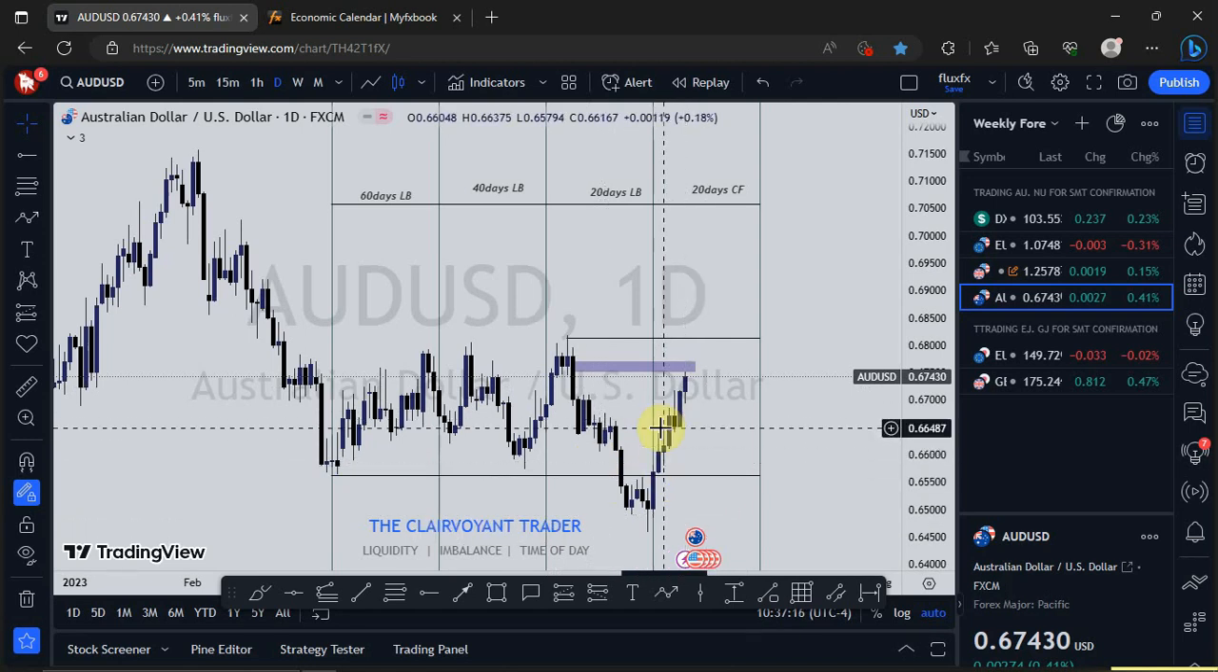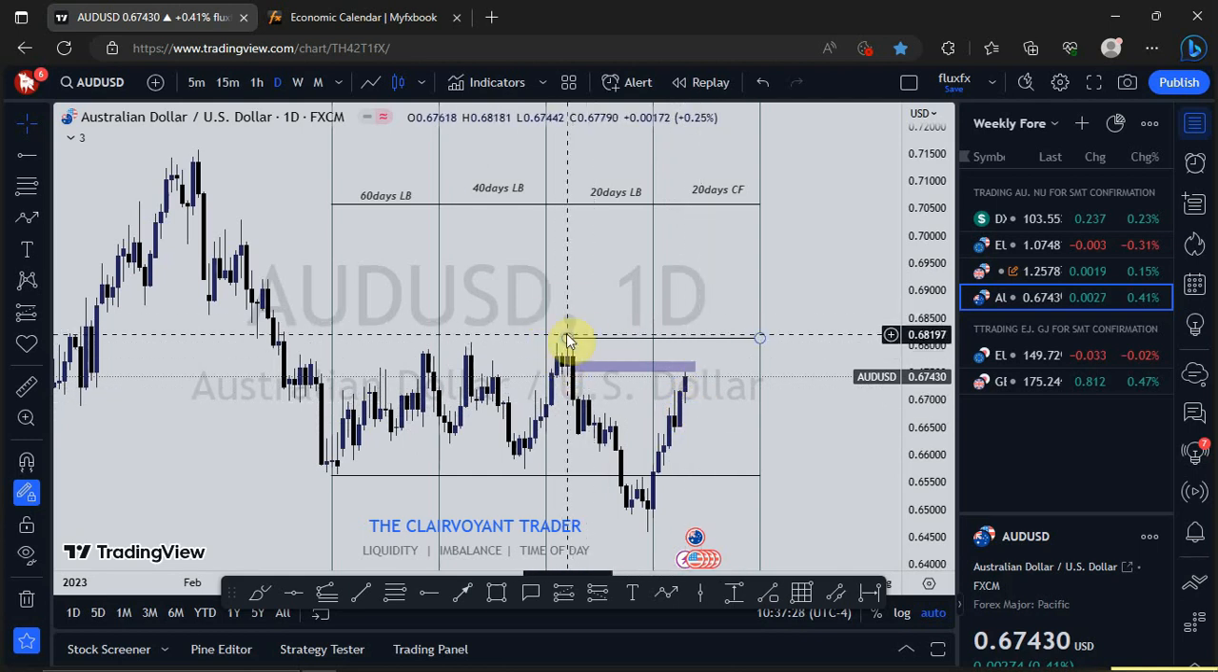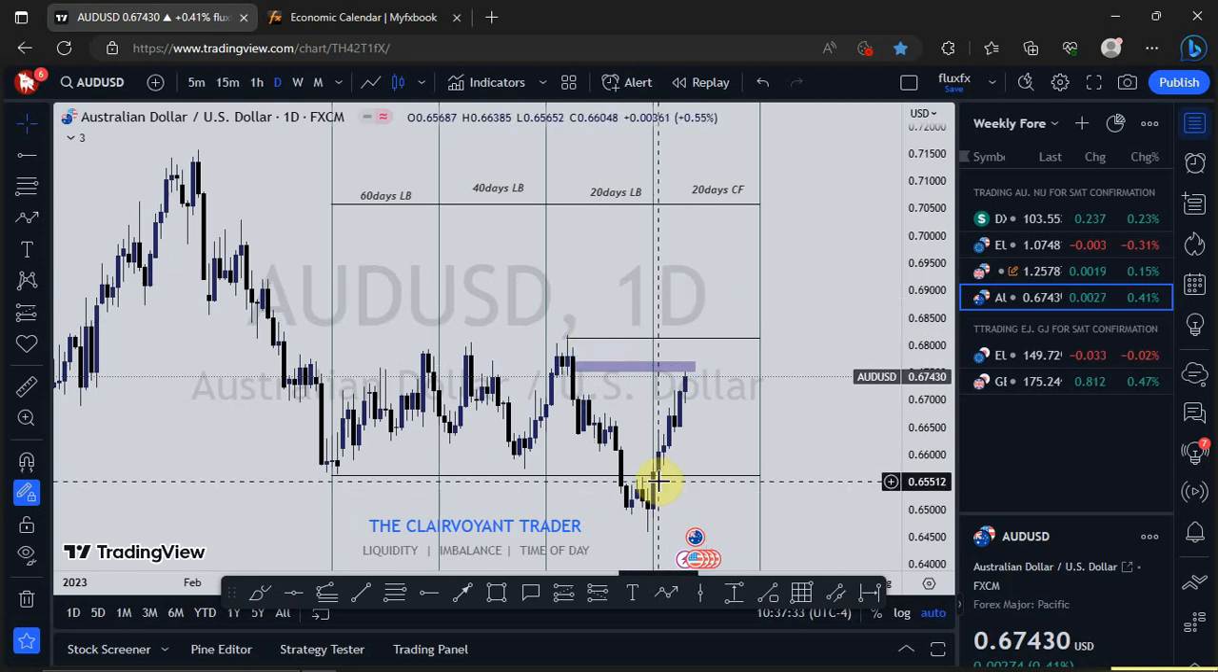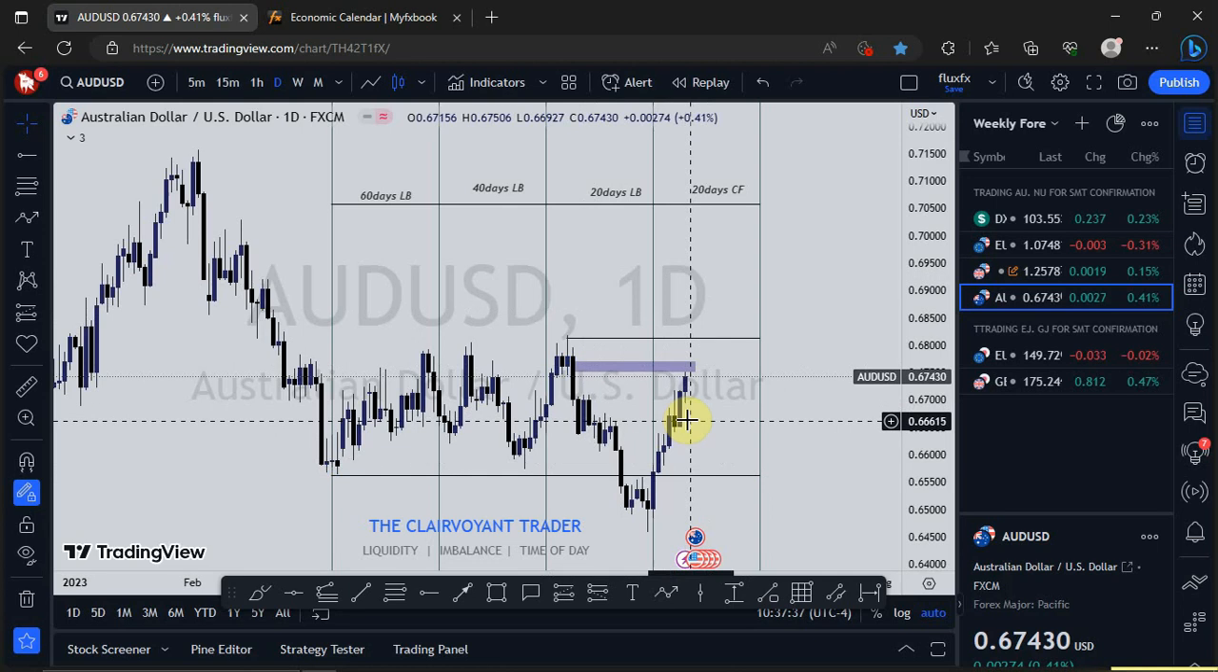Going into next week, I'm expecting a little bit of retracement to this area here. Then we see a push to the upside. I want to see this buy side liquidity we are seeing here cleared. All right, then we see a continuation to the upside. So far as this week is concerned, I'll be looking for bullish prices on AUDUSD.